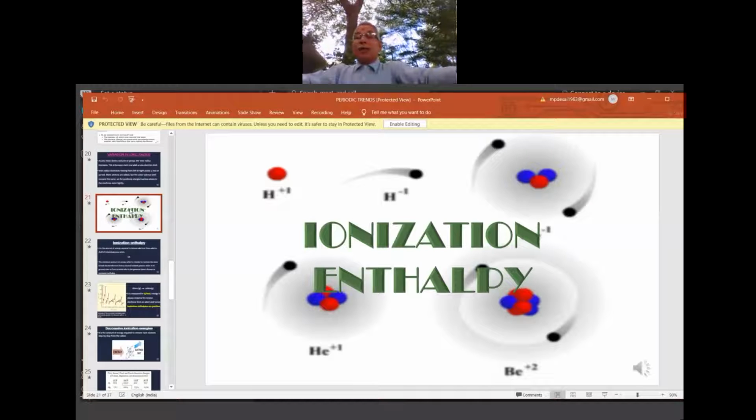But here we are discussing ionization enthalpy. This enthalpy is related to what? Related to becoming a positive ion. Okay, so to become a positive ion, it has to lose an electron. But to lose an electron, it will not simply lose it. So you have to supply energy.